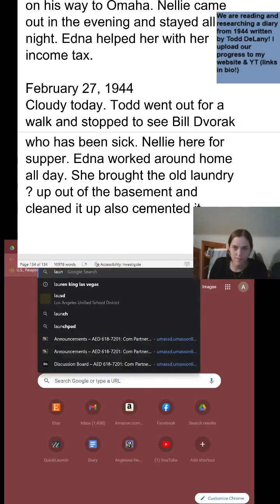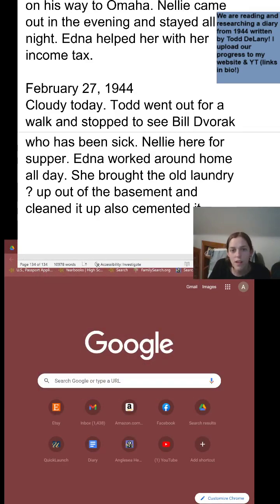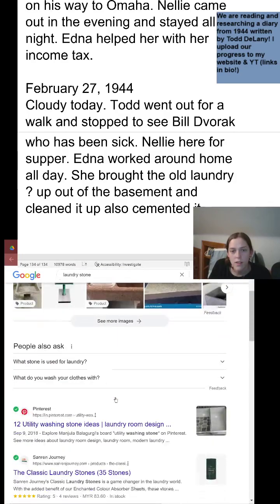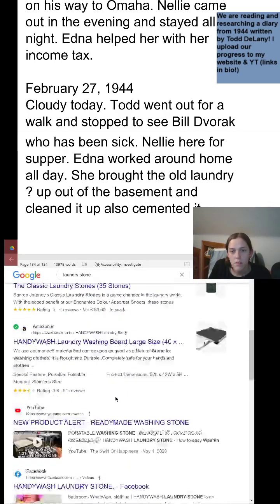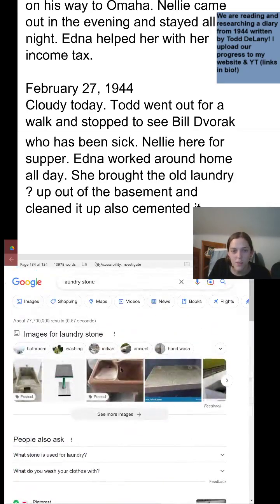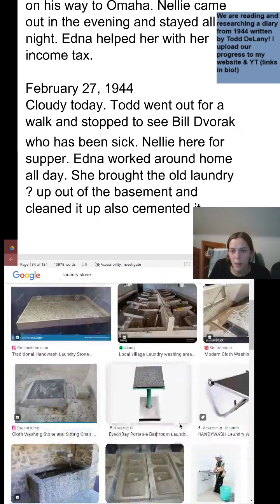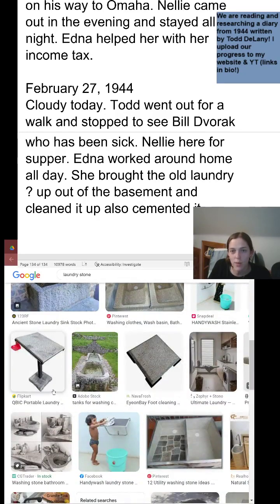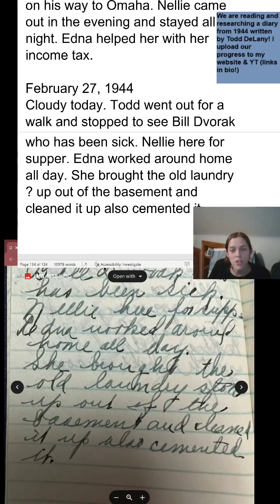Let me search it. Oh, laundry stone. So it's a thing. So it must be that. And I wonder what cementing it means. Like maybe resurfacing it? Oh, well, that's ancient. Okay, so, but maybe it's like a sink of some sort, like a stone sink. You might need to cement a stone into place. Yes, that's true. So maybe she took it out of the basement and cleaned it up and also cemented it. Okay, yeah, I don't know.